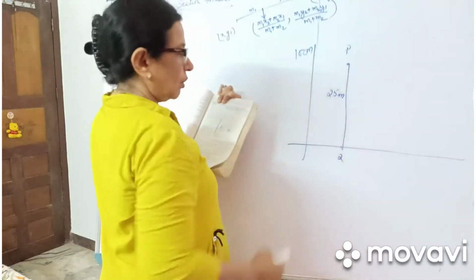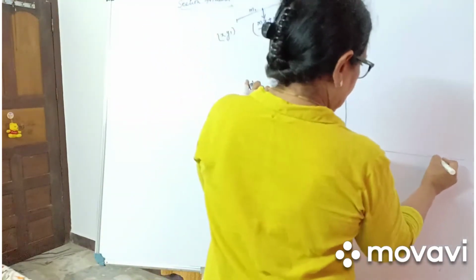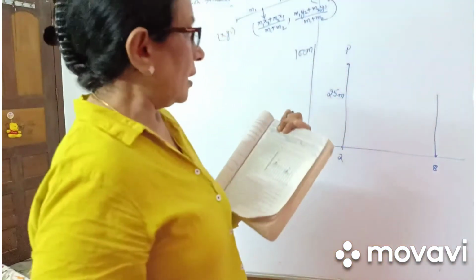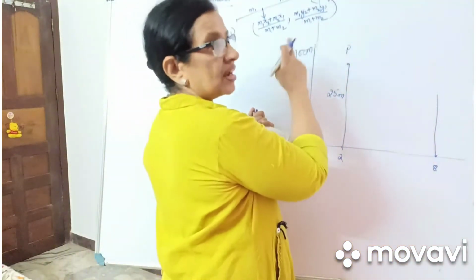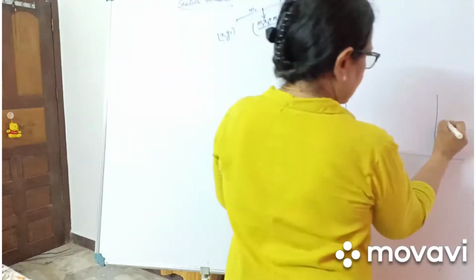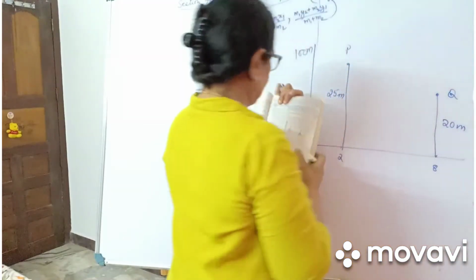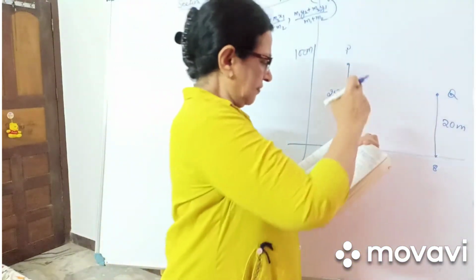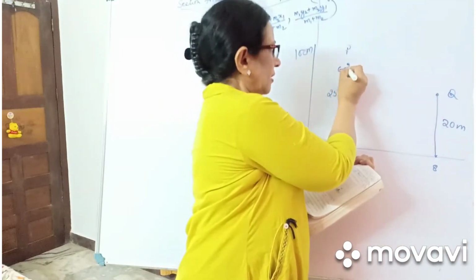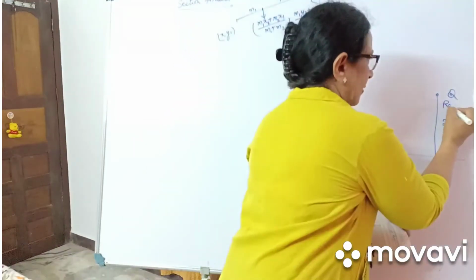1/4 of 100. Okay, now along the 8th track Preet runs. How many meters? 1/5 of 100. 1/5 of 100 means 100 by 5. Okay, that is 20 meters. Here 20 meters, here Q. And here a flag is planted. So here a green flag and here a green flag, and here Preet has put a red flag.